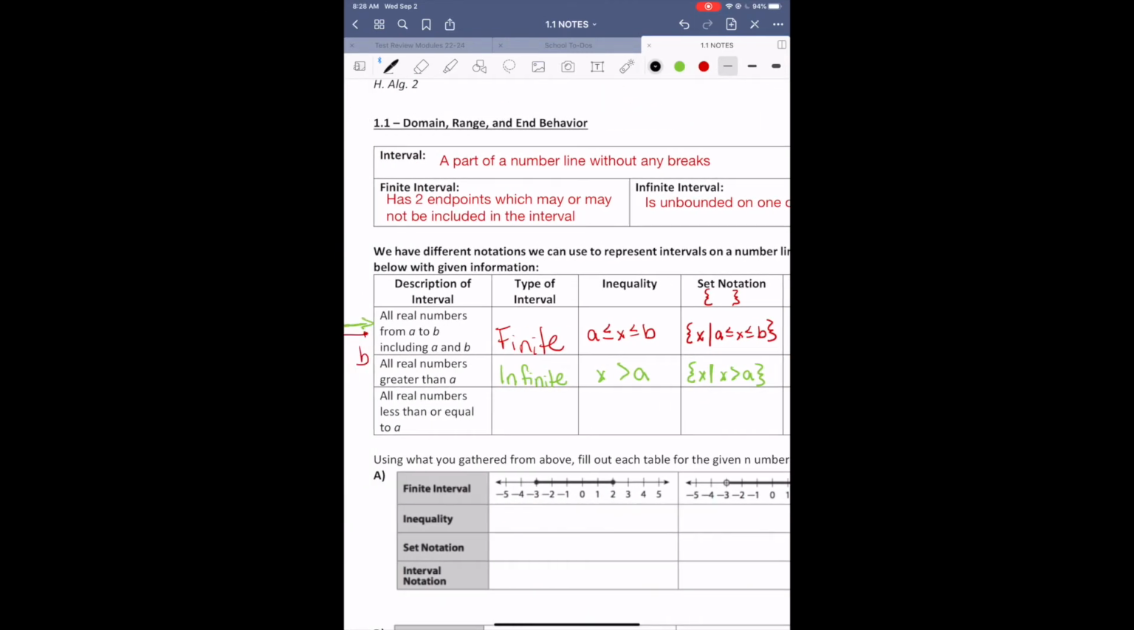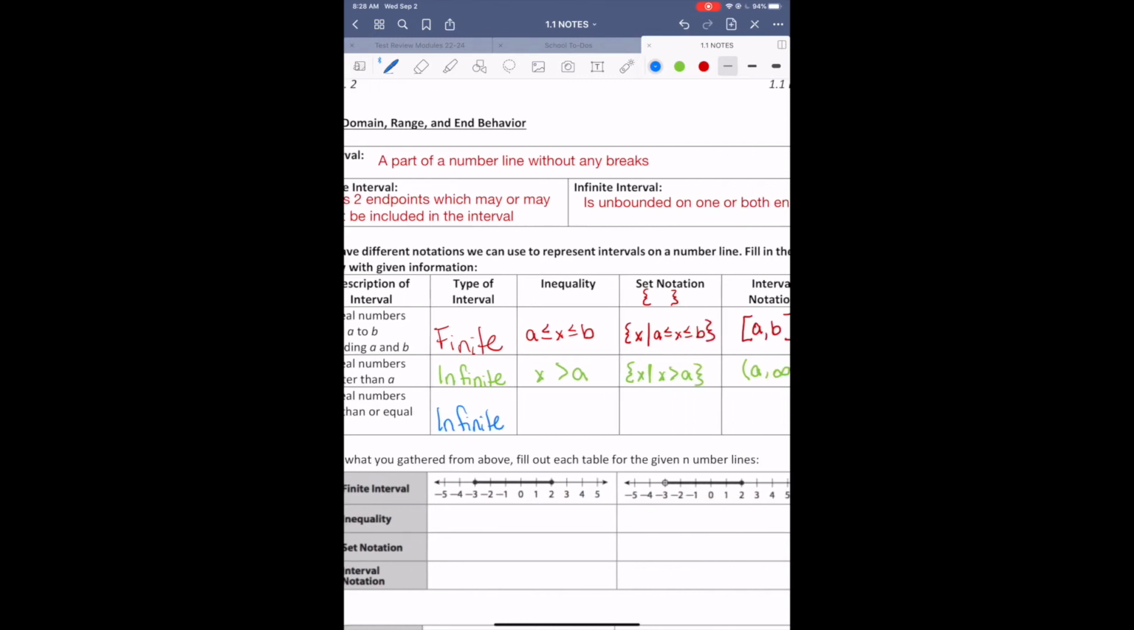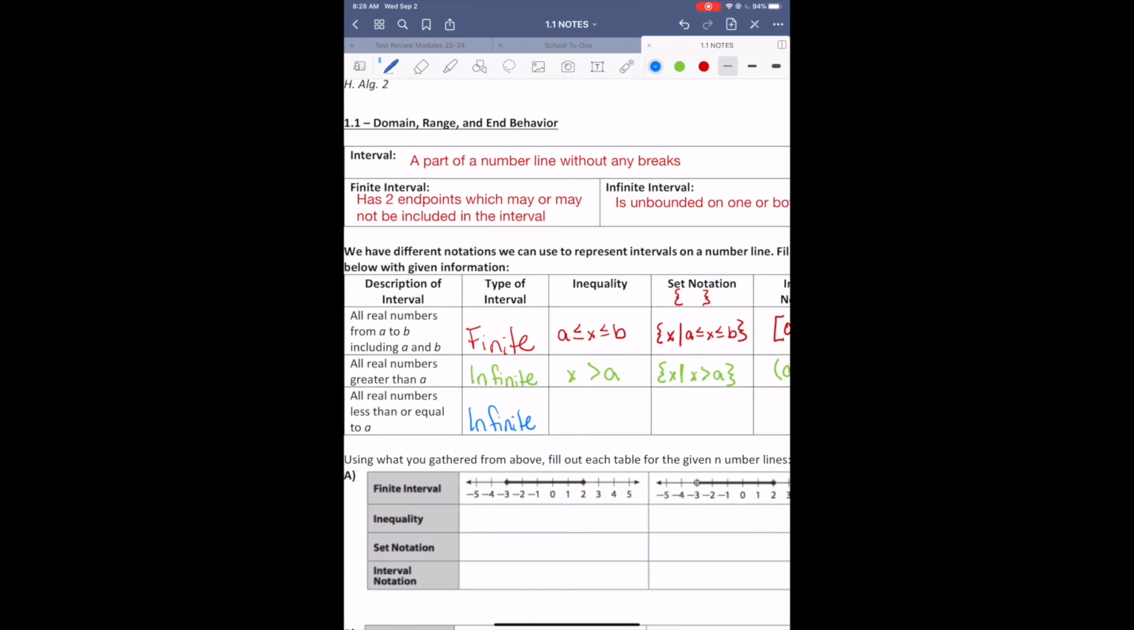And our last example says all real numbers less than or equal to a. So in this case, we're starting at a, but we're looking at everything to the left of a. Again, it is infinite because we don't have an end in sight, right? And we write our inequality just as it's written. It tells you x is less than or equal to a. So all values less than or equal to a.